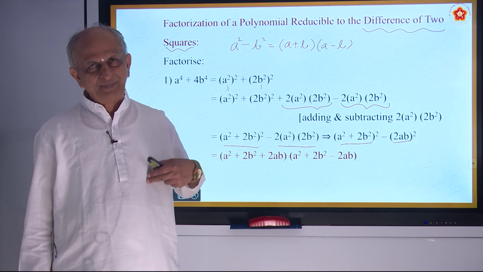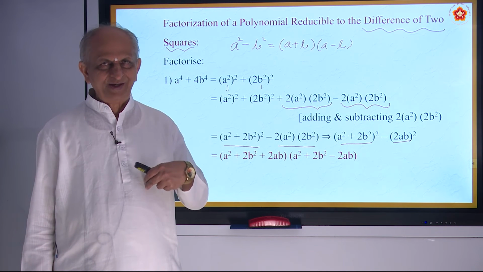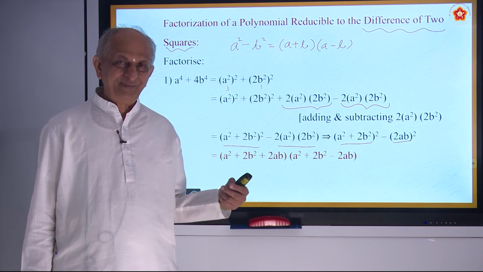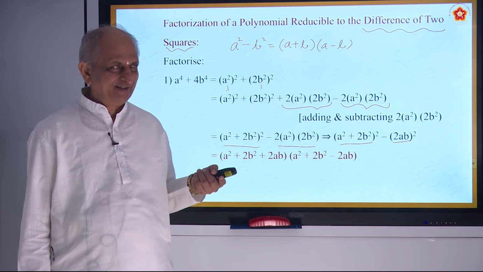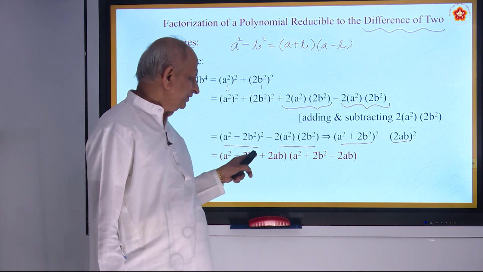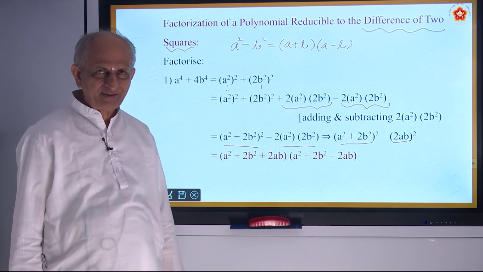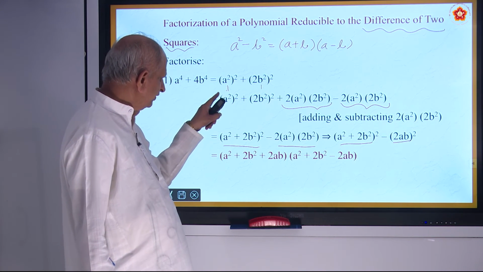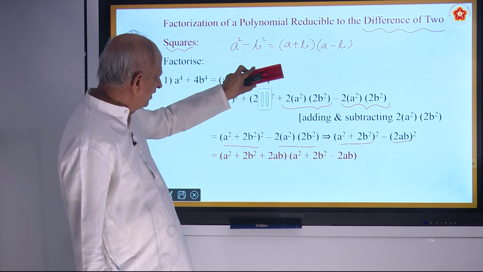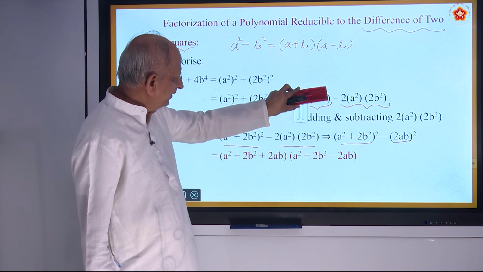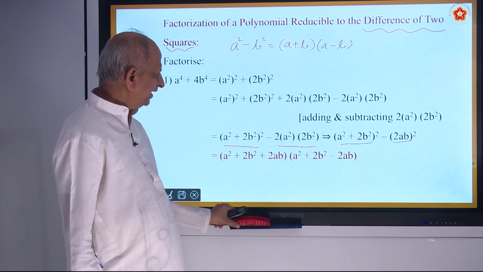Suppose you have 10 rupees in your pocket. Your friend adds 10 rupees and removes 10 rupees. How much remains in the end? 10 only, no? So adding and subtracting is done. Why is it done? Just to get in the form of a squared minus b squared. How to do it? That you have to see from the formula. Because it is the expansion of the (a plus b) whole square formula, the 2ab term was added.